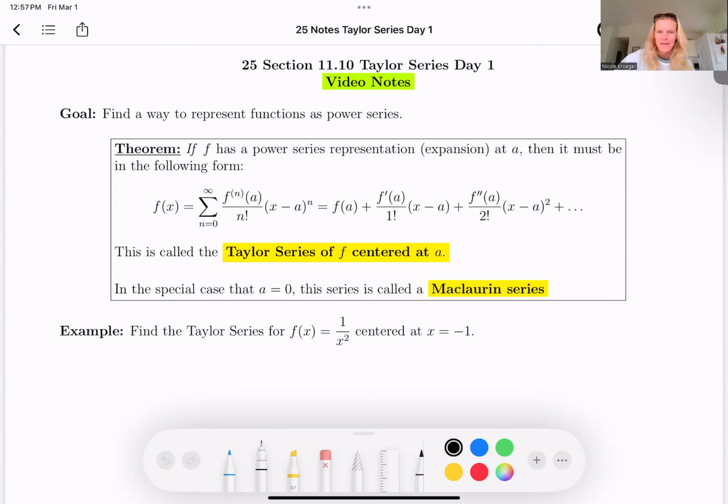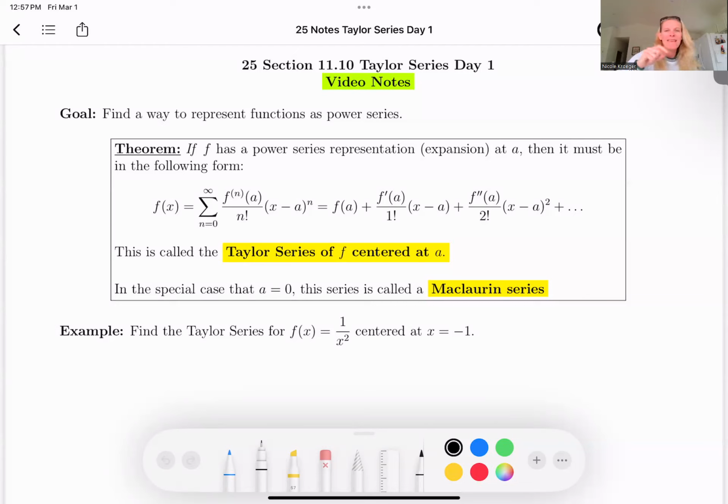And the way that we write functions as power series is what is written below. This is using Taylor series. So this looks kind of funky, but once we start doing examples, it will get better. So if a function has a power series expansion at a point a, then it's going to have this form below. Once again, this looks weird. So let's just look at this form.